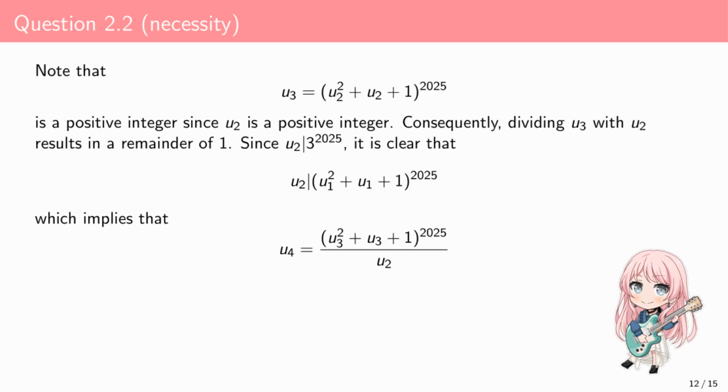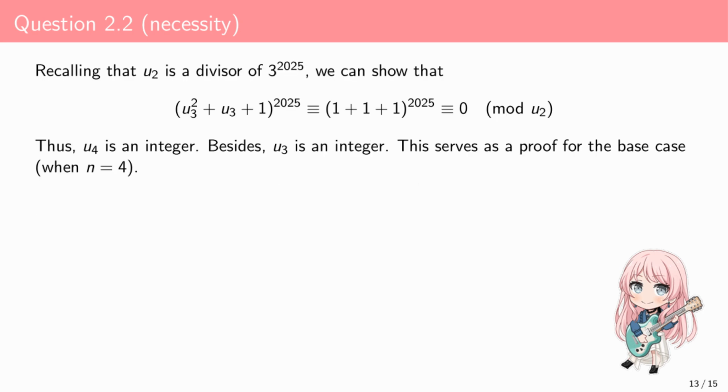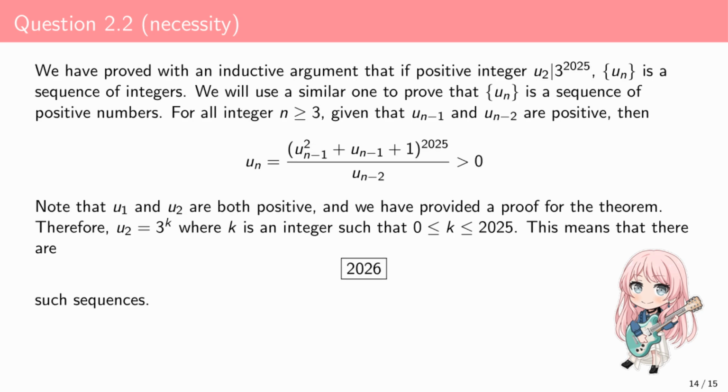Note that U3 has to be an integer by the recursive formula. Since U2 divides 3 to the power of 2025, we can show that U4, which is equal to the following expression, is an integer. This serves as a proof for the base case when n equals 4. Now we have shown that if U2 is a factor of 3 to the power of 2025, Un is a sequence of integers. We also have to ensure that the sequence consists of positive terms.